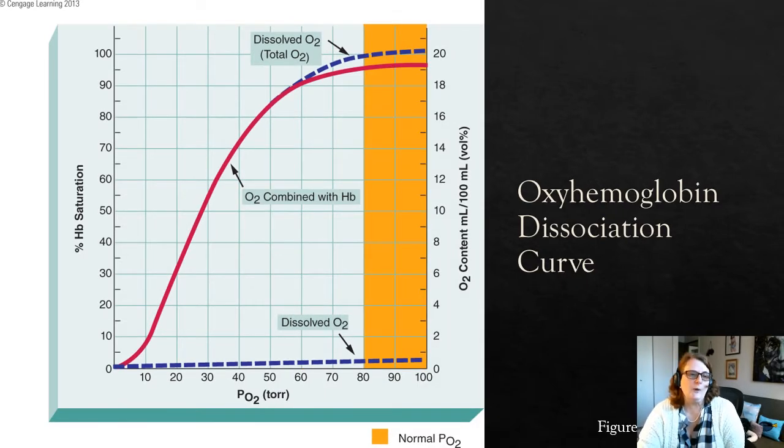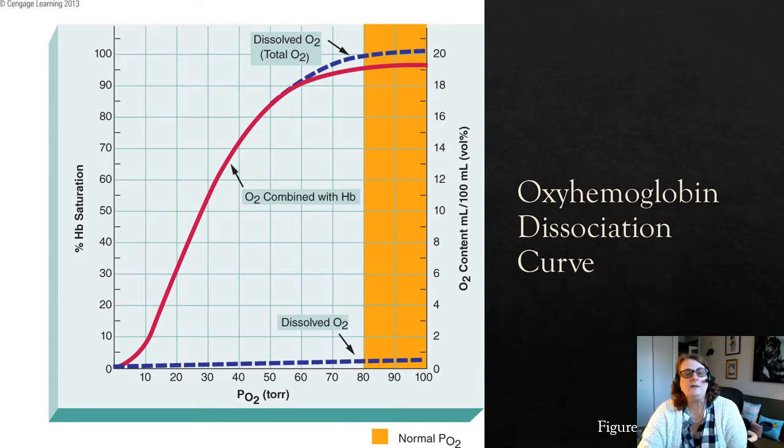If you look to your right, you'll see the percentage of hemoglobin saturation. This can be reflected as the SaO2. You also see at the bottom of this curve a PO2 in millimeters of mercury, or torr. And on the far right-hand side, you see the oxygen content in milliliters per 100 mL of blood, or volumes percent. Now we've talked about content equations as well as SaO2 and PO2.